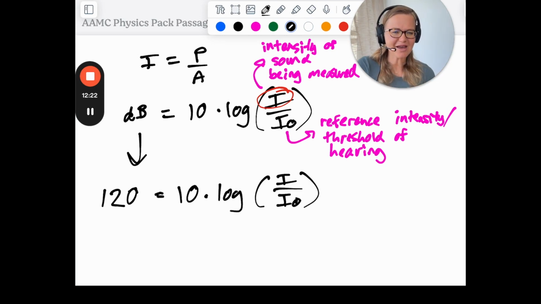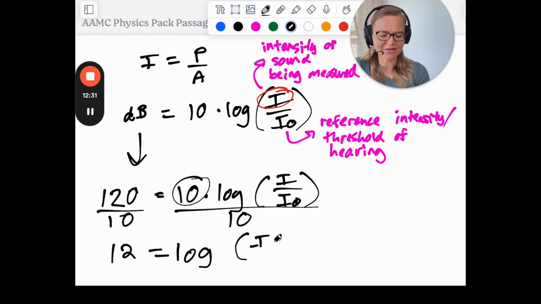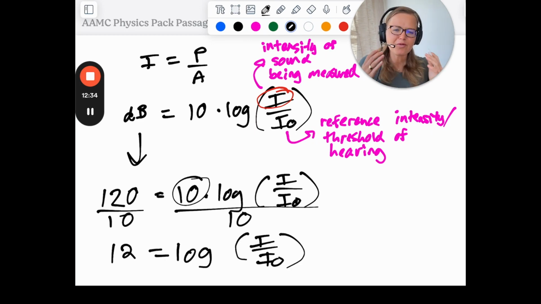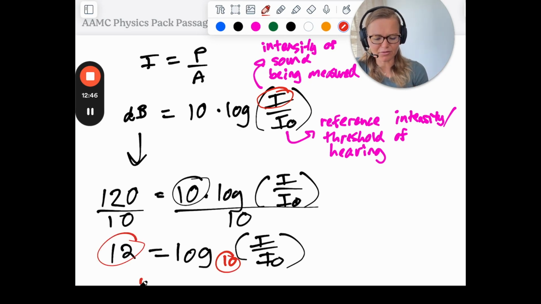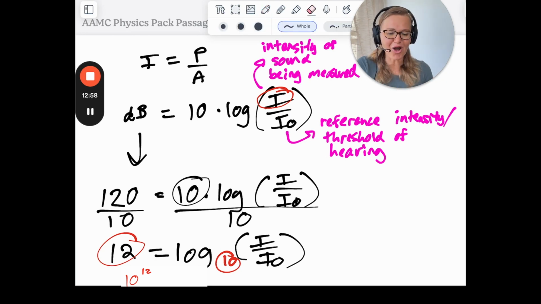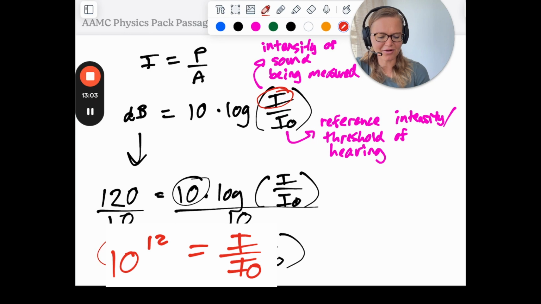So what are we going to do next to solve this? Well, we're going to get rid of our 10 here, right? We're just going to divide by 10 to get rid of it. And then, of course, we'll get 12 equals log of I divided by I0. Now what? Well, remember that there's a 10 implied here, that this is the log base 10. So we can do just like we did in the example before. We can take that 10 and raise it to the thing on the other side of the equal sign. So we'll raise it to the 12th power. And when we do that, our log goes away. So we just get 10 to the 12th equals I divided by I0, our ratio here.